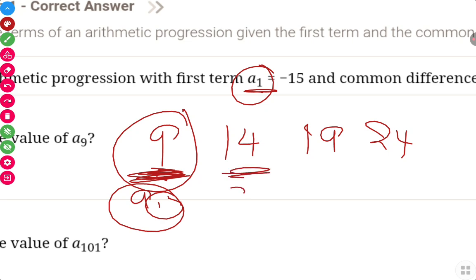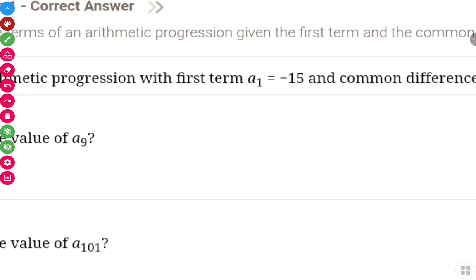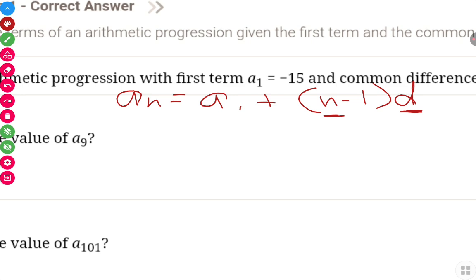14 is the second number, so 14 is A2. 19 is the third number, so 19 is A3, and so on. So there's an equation to find the number of any term. Like, for example, here they're asking for A9. The equation is An equals A1 plus n minus 1 times d, okay? d is the common difference. n is the position of the term.